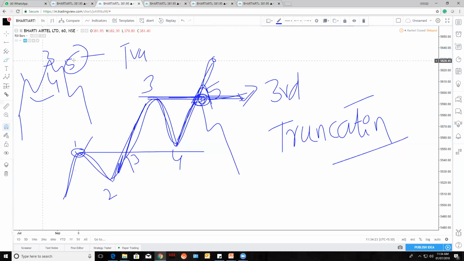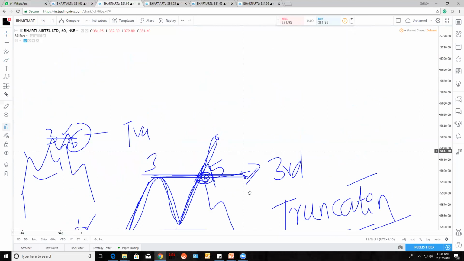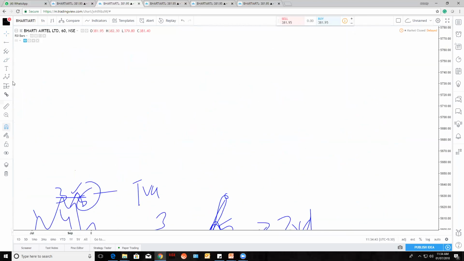Whenever it crosses the third wave, even if it just touches and goes beyond the third and comes back, then it cannot be called a truncation. It is an impulse. But whenever the fifth wave fails to cross the third wave, it will be called a truncation. Okay, but what is the rule internally? Internally, the fifth wave should contain 1, 2, 3, 4, 5.